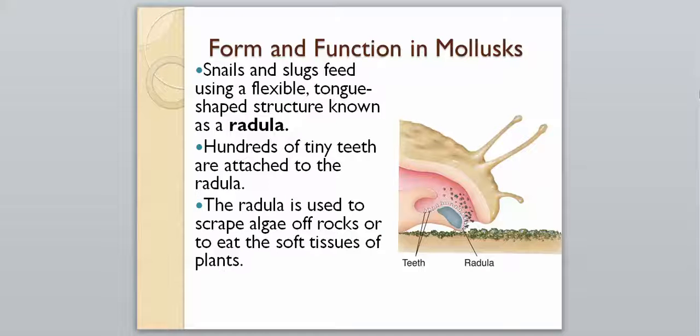And some specific structures will help them feed. One thing is called a radula, and that is found in snails and slugs. It is a flexible tongue-shaped structure that contains hundreds of tiny teeth, and they use that to scrape algae off of rocks or to eat the soft tissue of plants. You might not have known this, but a snail actually has a very weird kind of mouth-like feeding structure there. The radula is basically like a tongue with teeth on it, and that's how they feed.